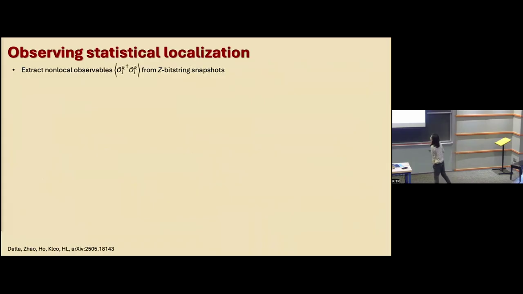Okay, how do we actually extract these Q_k's? The good news is that even though those observables are very non-local, they are diagonal in the Z basis, so we can actually extract them from the Z bit string snapshots. But now, the challenge is not really extracting them from the Z bit string snapshots. The nice thing about working with Rydberg atom arrays is you have single site resolution, you can observe everything.